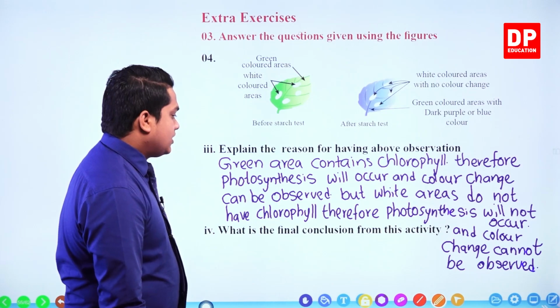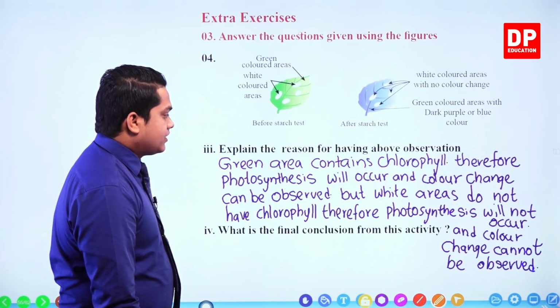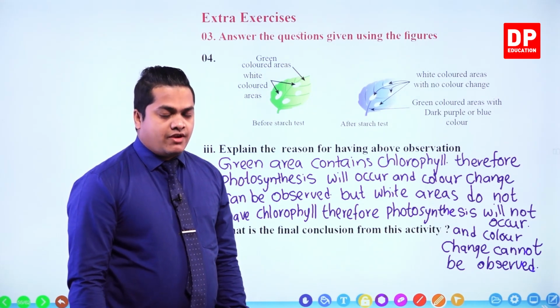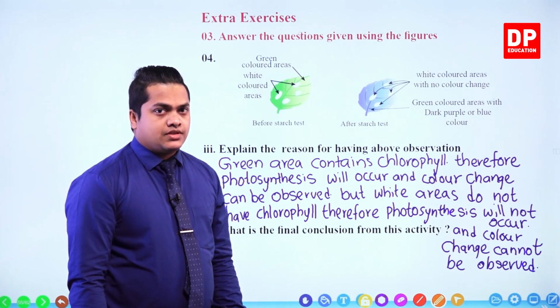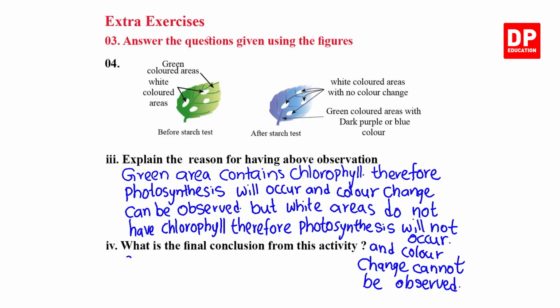What is the final conclusion from this activity? Chlorophyll is very necessary for photosynthesis. Chlorophyll is important for photosynthesis.